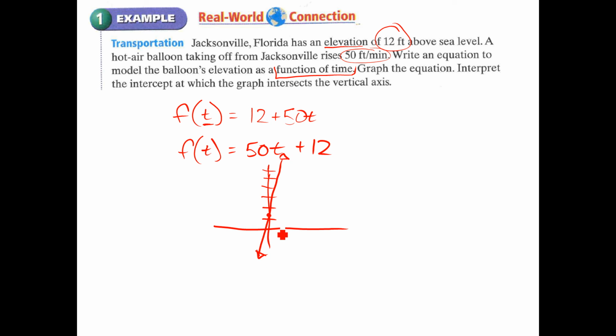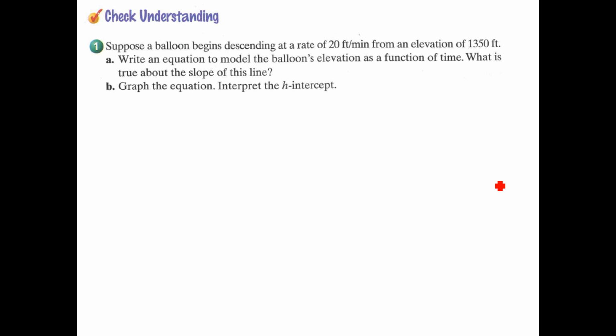Interpret the intercept at which the graph intersects the vertical axis. So here's our intercept. That's going to be our initial height. The y-intercept is always your initial output value. In this case, it's height. So you give that a shot for understanding check number 1.